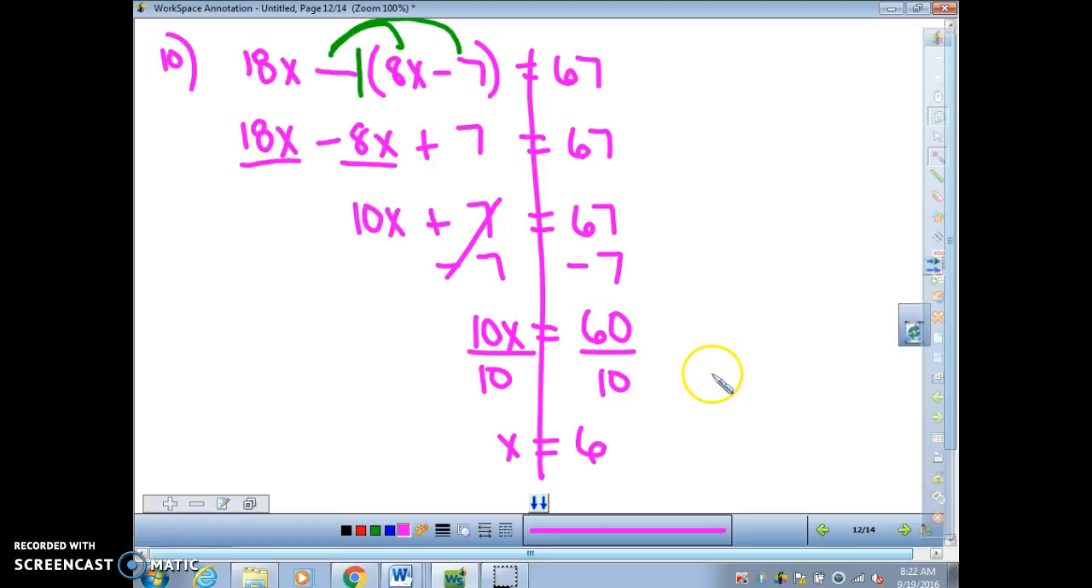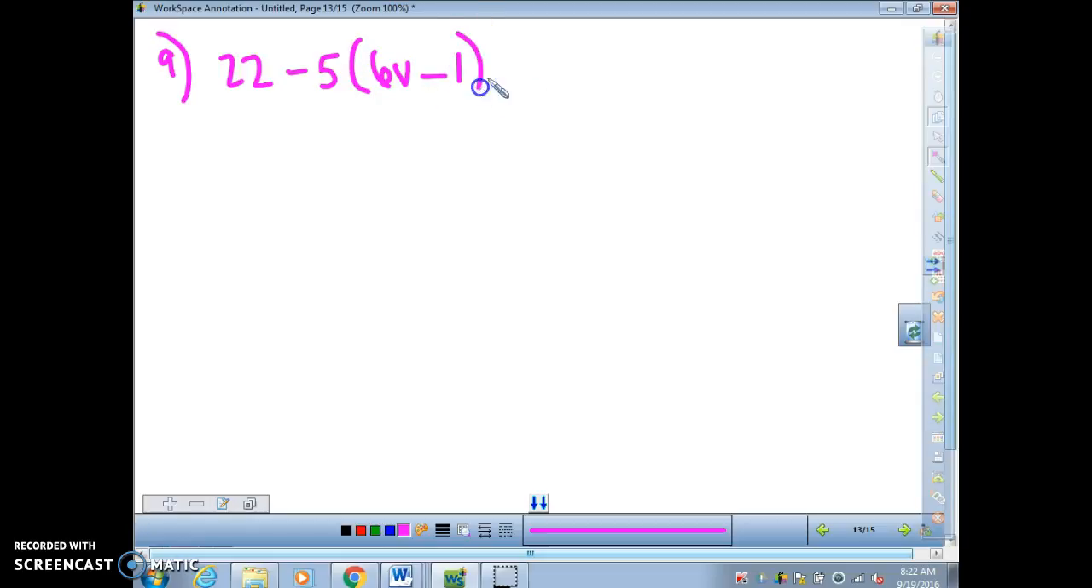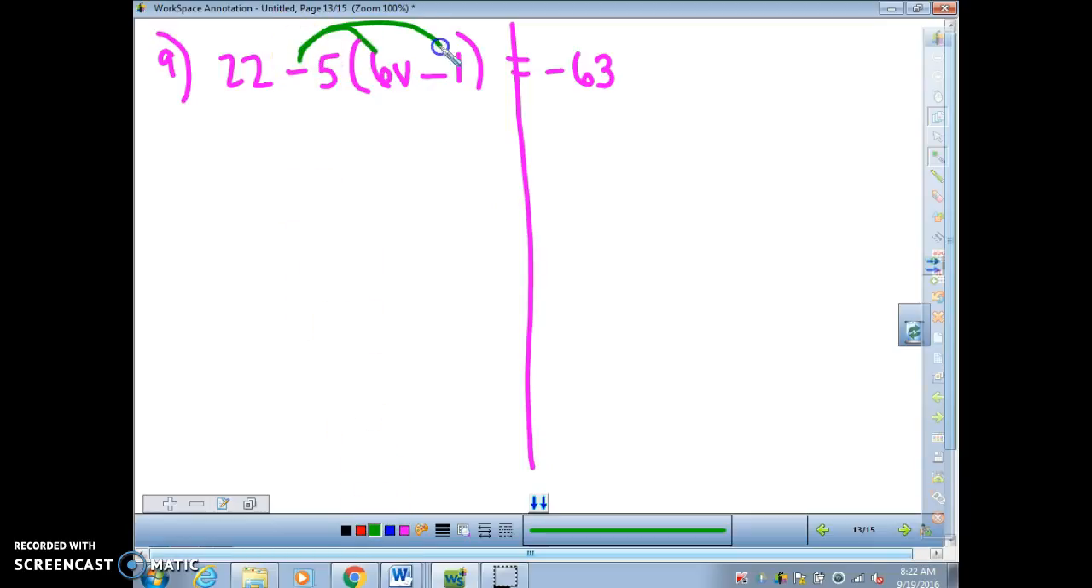Alrighty. Anybody else want to see anything on that page worked out real quick? Alright, yeah. Number 9. Okay, this will be the last one, and then I'm going to let you finish that quizzes assignment. Okay. What number are we distributing right here? Right, the -5. That's what we're distributing to both of these, not just the 6b. Okay, so bring down the 22. Distribute, we get -30b plus 5.